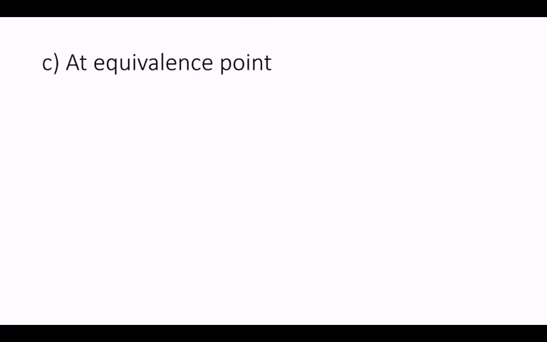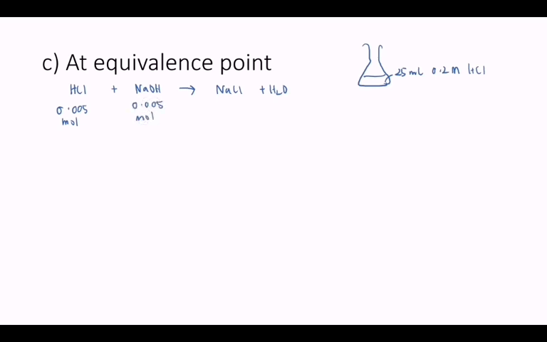So equivalent point ni maksudnya mol NaOH dengan HCl tu kena sama lah. Okay, so write the equation first. So if we have 0.005 mol, okay, ni daripada 25 ml solution tu lah. 25 ml of 0.2 molar HCl. So maksudnya kita perlukan 0.005 mol NaOH juga. So disebabkan mol kedua-dua ni adalah sama, so there is no excess H plus dan juga OH minus.